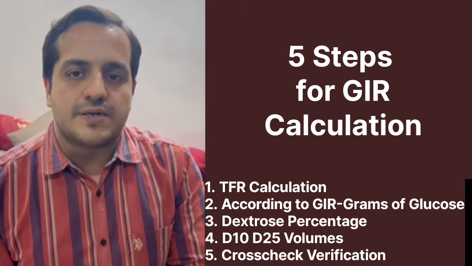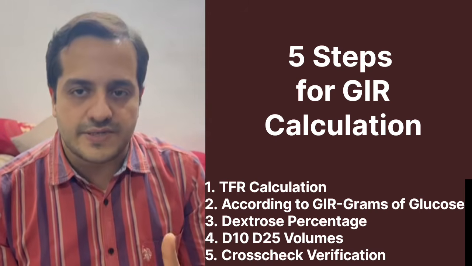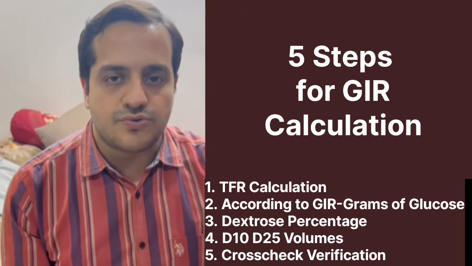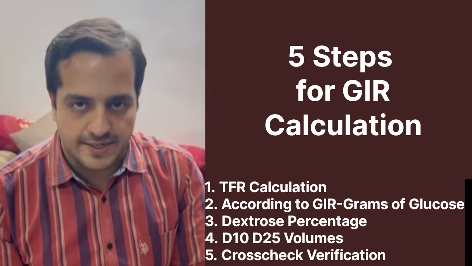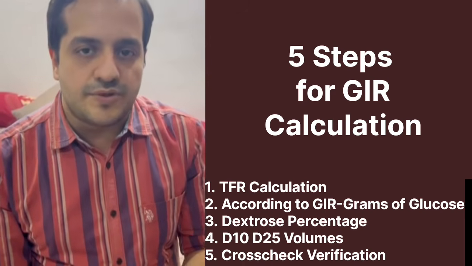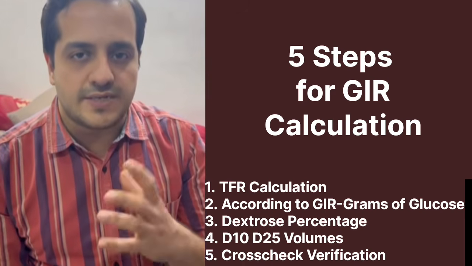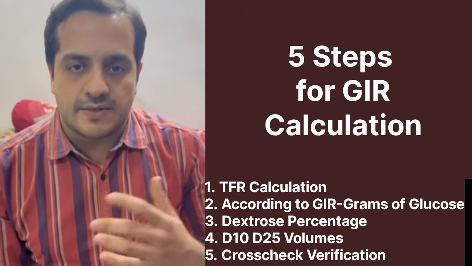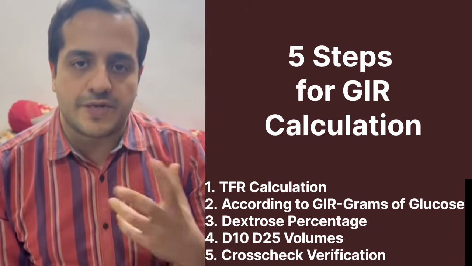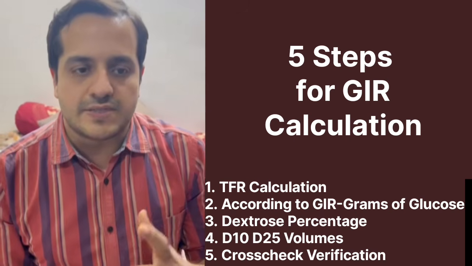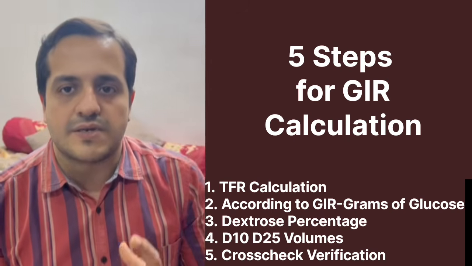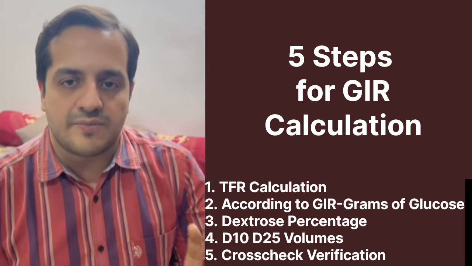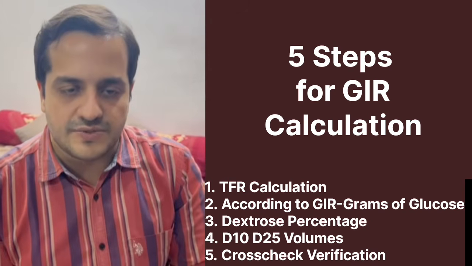Third step is that you calculate the percentage of dextrose you want to give to that child, based on the grams of glucose to be given and the fluid which the child needs. And then you come to the fourth step: once you have decided the grams which you want to give, you find out how to prepare that fluid. Say suppose you want to give 16 grams in 80 ml of fluid, how do you prepare a fluid such that your 80 ml of fluid gives 16 grams of dextrose?